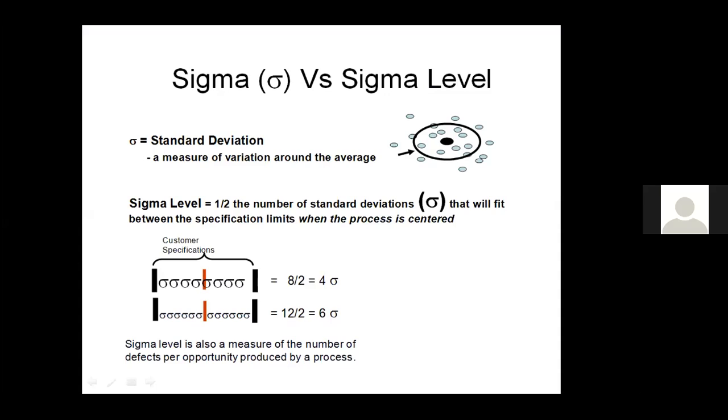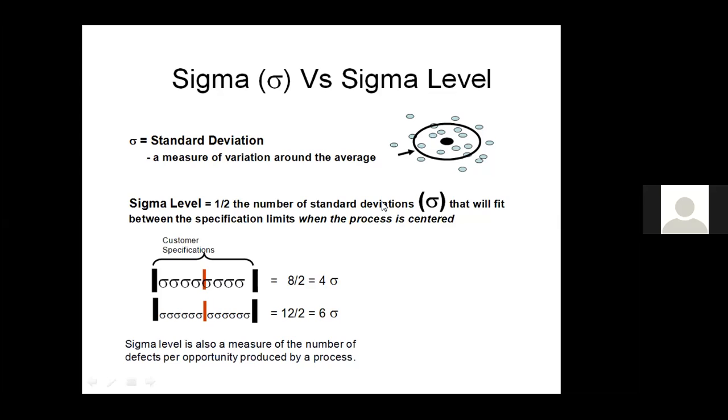What is sigma level? Sigma level is normally half of the number of standard deviations, and these standard deviations are the ones which fit within the specification limits. There is one lower specification limit and one higher specification limit. In the first, we can see that 8 sigma levels are there, so sigma level would be 8 divided by 2, that is 4 sigma. Then similarly in the bottom one, we have reached 6 sigma.